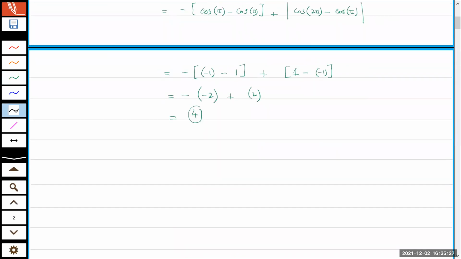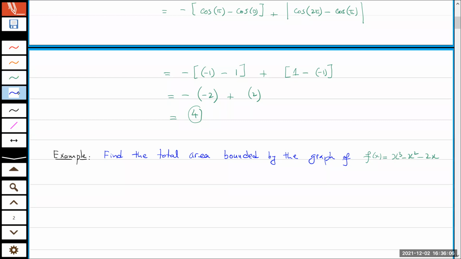Another, similar example. Find the total area bounded by the graph of the function f of x equals x cubed minus x squared minus 2x and the x-axis over the interval negative 1 up to 2.